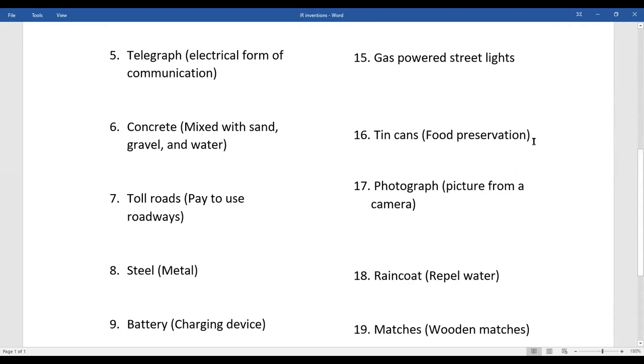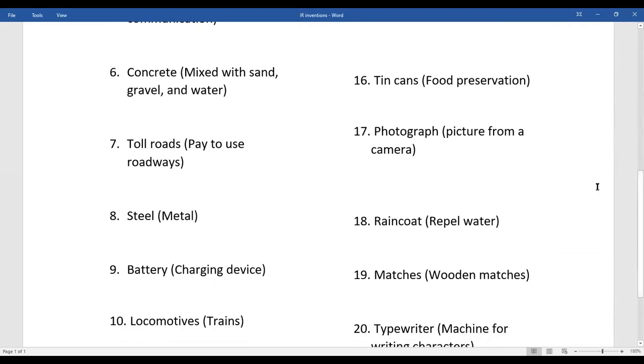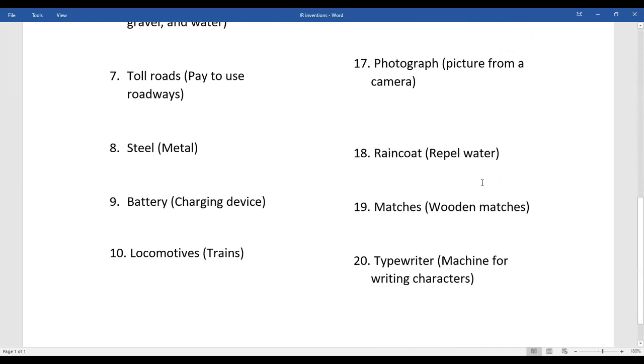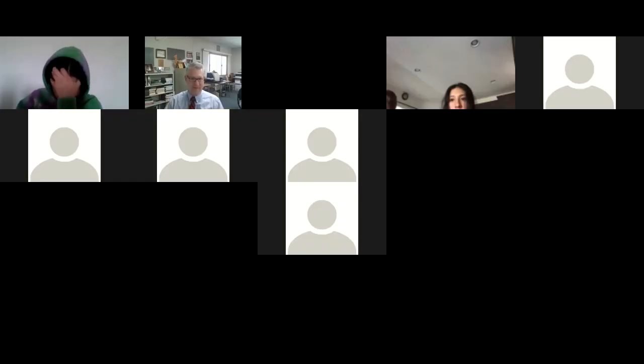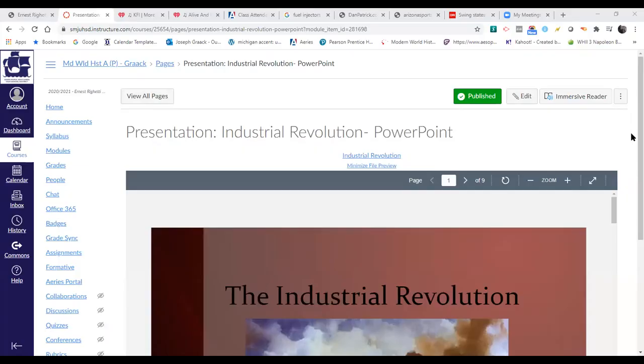They figured out how to preserve food in tin cans and seal that. The first photograph is taken from a camera during the Industrial Revolution. It's a chemical reaction. The raincoats that we wear today that repel water, that material is invented during the Industrial Revolution. Those wooden matches that you get in a matchbox were invented during the Industrial Revolution, and also the typewriter. So the next advancement in Gutenberg's movable type printing press is invented. So you can see the things that happen during the Industrial Revolution. Those are all things that happen in less than a 50-year time period, which is pretty amazing.